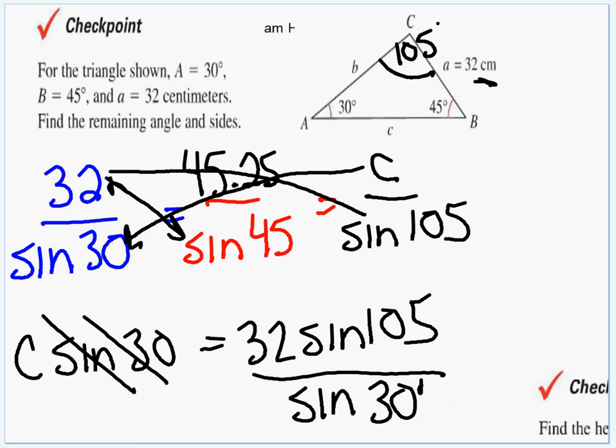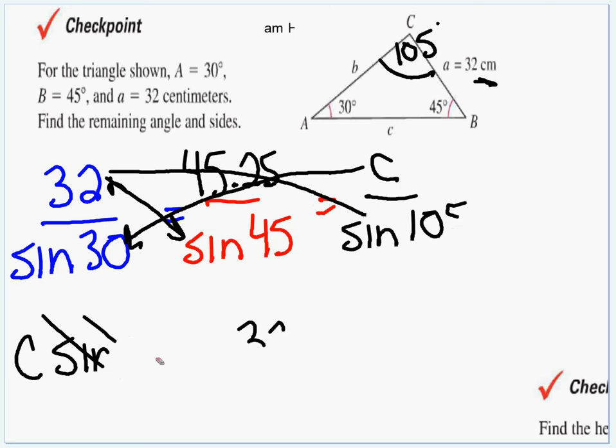And that turns out to be 61.82, approximately 61.82, and that is centimeters for that problem. All right, so the triangle's been solved. We found the missing angle first and a couple of missing sides with the law of sines.